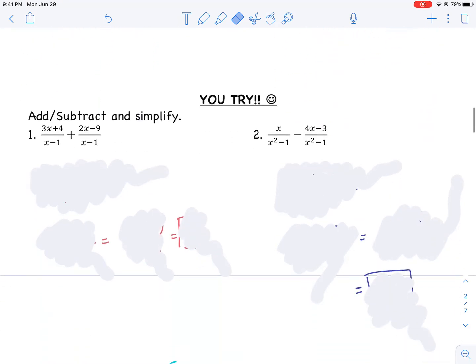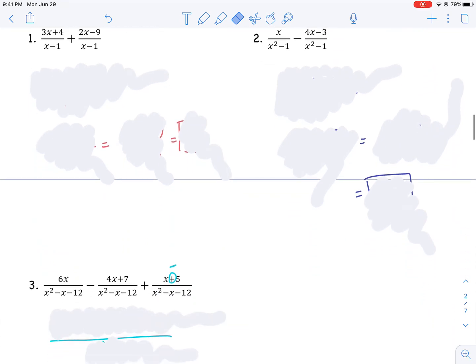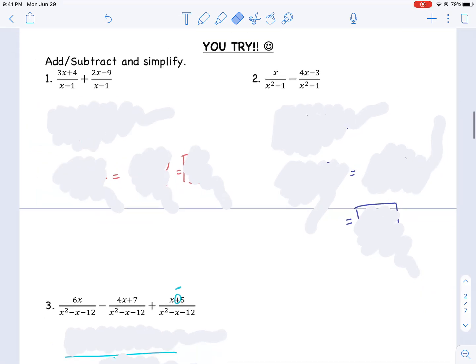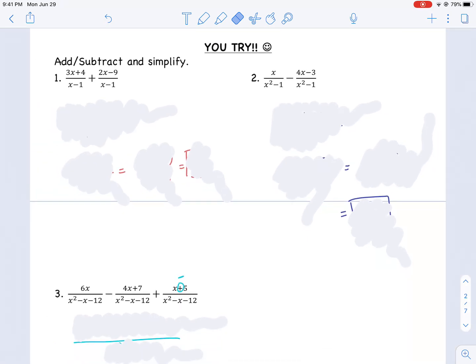Why don't you try 2 before you move on? Actually, it looks like there's 3 of them here. Why don't you try a couple of these before you move on? So here's 3 problems. Pause the video, add, subtract, and it looks like number 3 has a combination of the 2. So follow the steps, keep your common denominator, and then add or subtract your numerators. And let's see how you do.